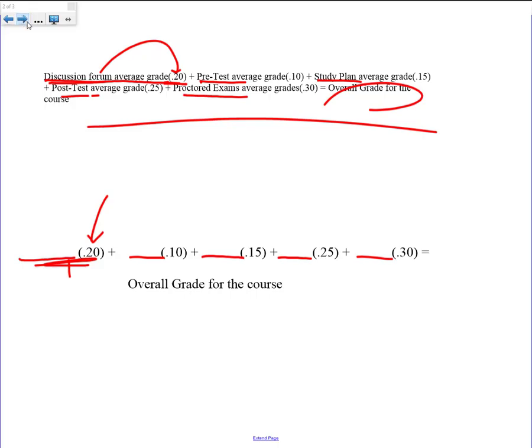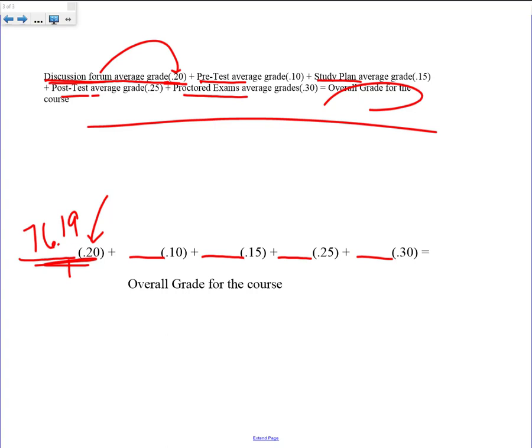So let's go back over here and let's plug these grades in. So for this student, I know that they're not on your screen right now, but I'm just going to walk you through what each one of them were. So we found the average for discussion forums for this student to be a 76.19.